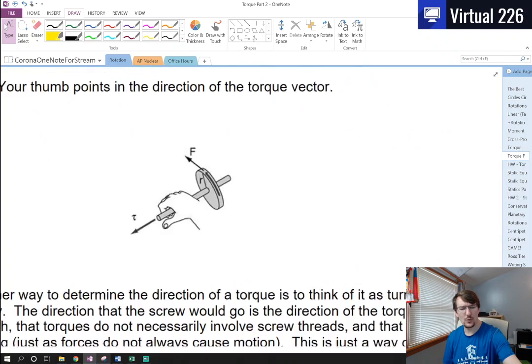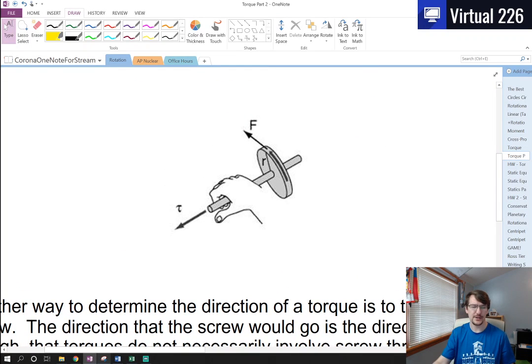Another way to do this with a right-hand rule is if we take a look at this flywheel down here. We see on the flywheel that there is a force acting on it this way. A force acting on the flywheel like this is going to cause the entire wheel to rotate around like this. What we can do as another right-hand rule is turn our four fingers in the direction of that rotation, and our thumb will point along the direction of the torque, okay?